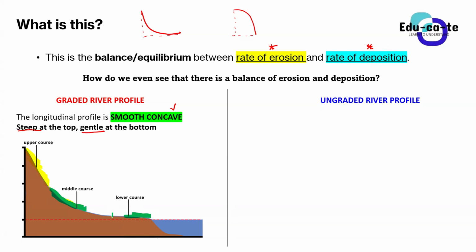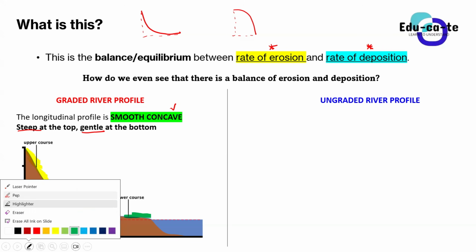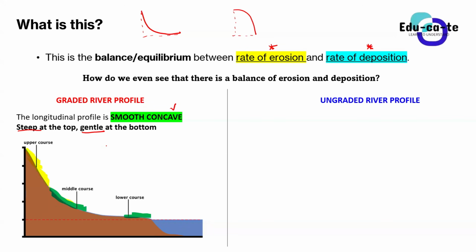So in this graded river profile, what makes it have a steep upper course, a gradual middle course, and a gentle lower course is that there is an equilibrium. We say that it's a graded river because the rate of erosion in this river is equal to the rate of deposition. So the rate at which the materials are being dug from the ground is equal to the rate at which the materials are being dumped into the river's course.